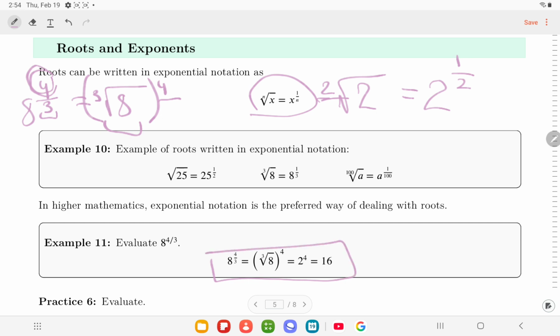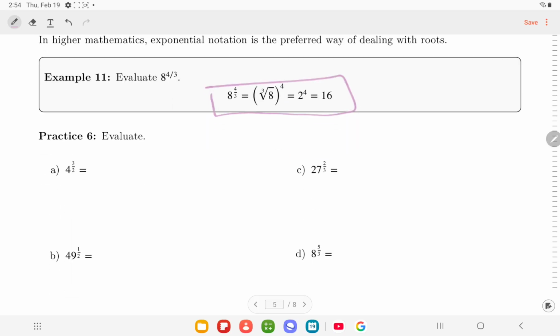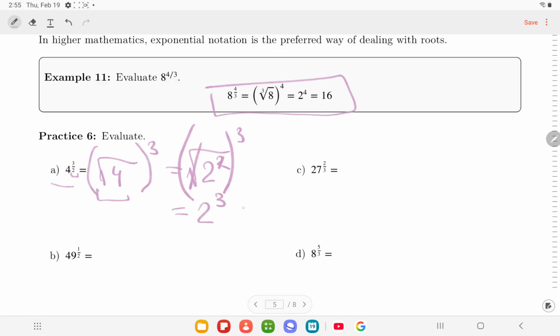So let's do some more examples like that one, and hopefully it will make more sense. So here we have 4 to the power of 3 over 2. So the first thing is we look at the denominator of the exponent, and since it's a 2, we know that it is the square root of 4. And then the 3 tells us the exponent that it is put to. And to solve this further, we know that the square root of 4 is a perfect square, which is 2 squared to the power of 3. So we end up with 2 to the power of 3, which is 8.